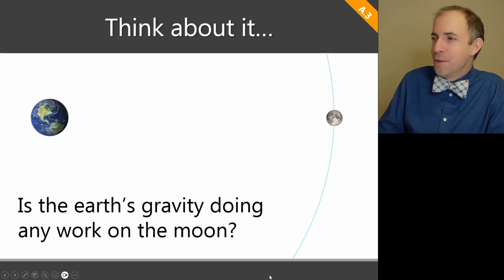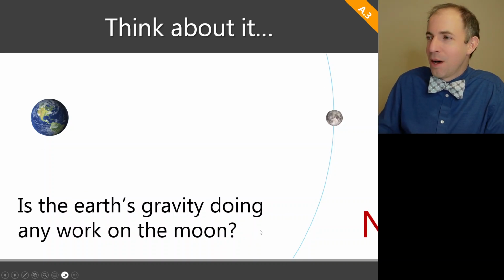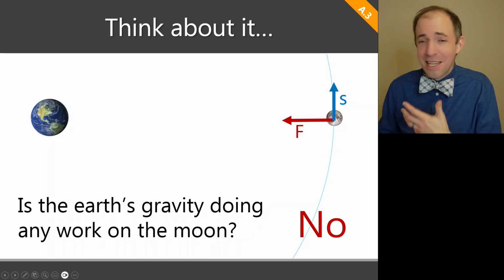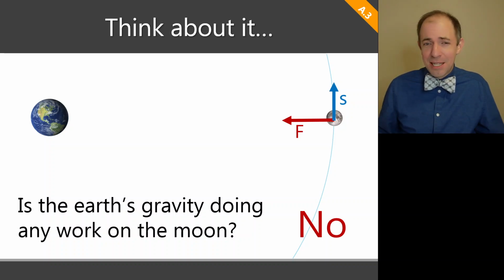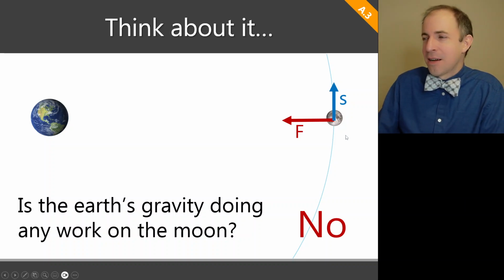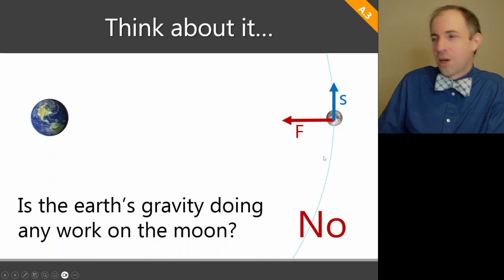Here we have the moon orbiting the Earth. Is the Earth's gravity doing any work on the moon? Well, no. The moon is experiencing a force inward towards the Earth, but the displacement is this way. The moon is orbiting. Another way to think of it is the moon isn't gaining any energy. It's not changing its potential energy, and it's not getting faster. It's moving at a constant speed the entire time. So the kinetic energy stays the same as well. That is circular motion. While there's a force, there's no work being done.